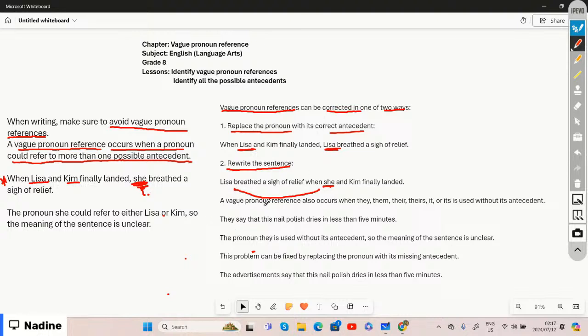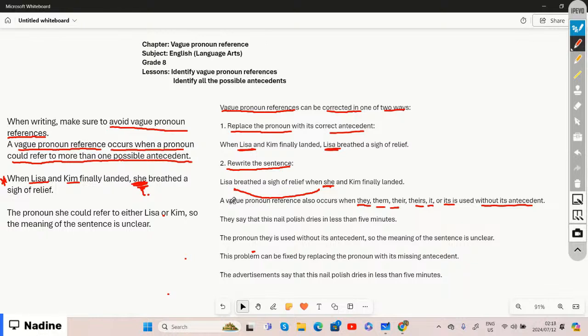All right, so a vague pronoun reference also occurs when we use words like they, them, their, theirs, it, or its without an antecedent, without the person or thing that we're talking about. Then it means that it is unclear or indefinite. That sentence doesn't make sense.